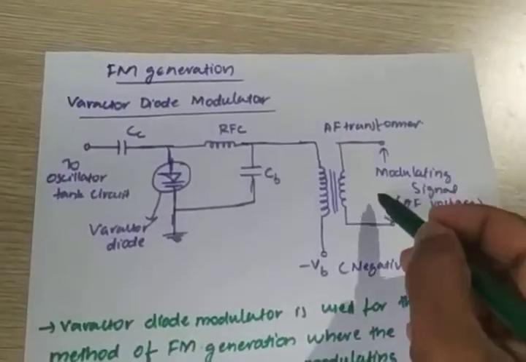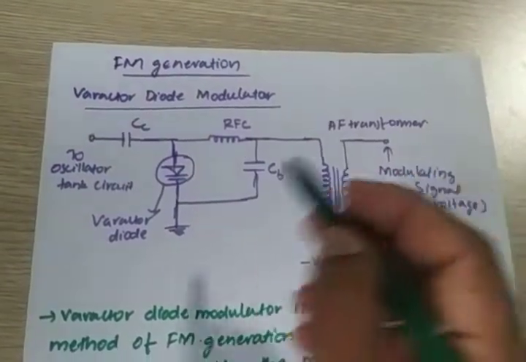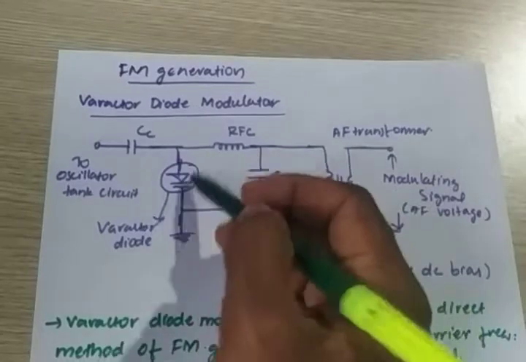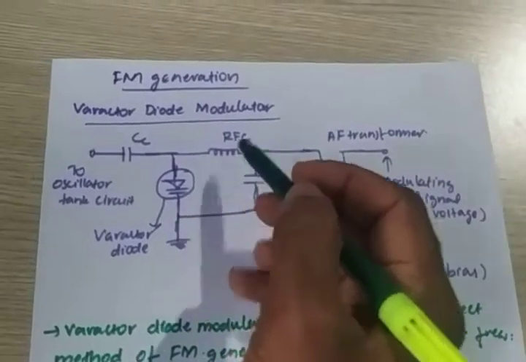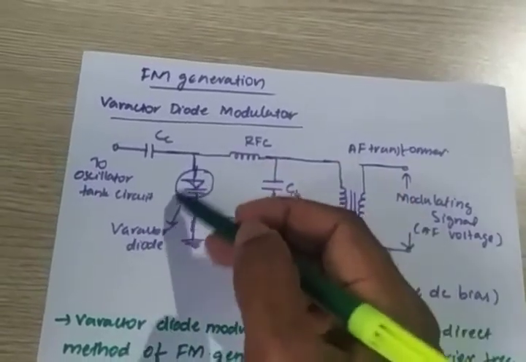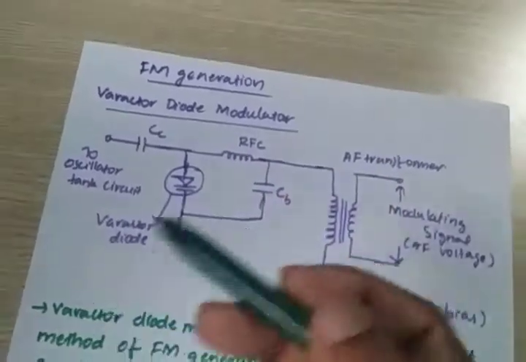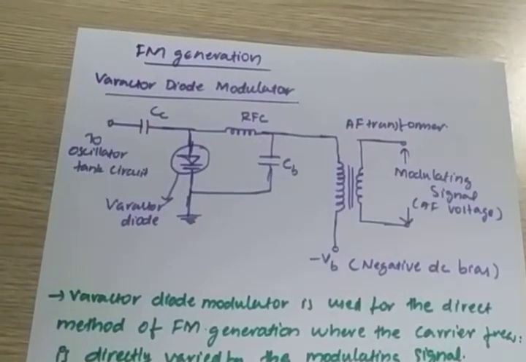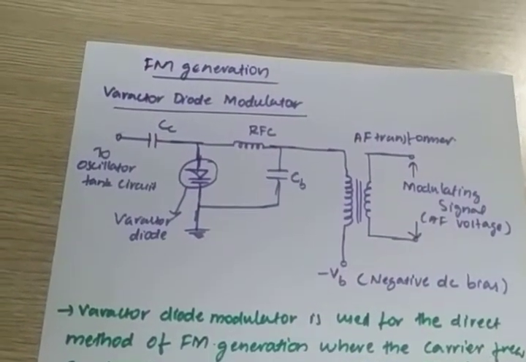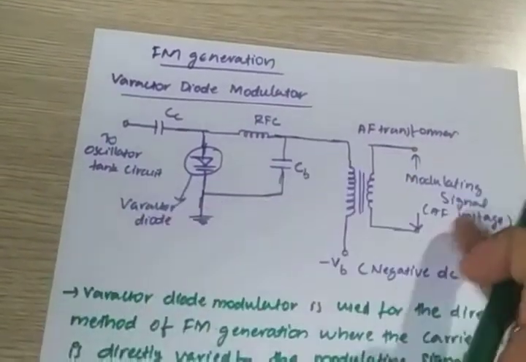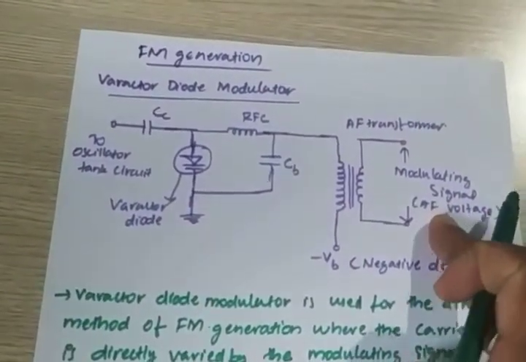Again, amplitude increases, frequency increases. That is the idea. See, when you give a signal here, as the amplitude of the signal increases, the frequency increases. How? As the amplitude increases, the capacitance changes. As the tank circuit capacitance changes, definitely the generated frequency is changing. In that way, you can generate an FM signal. So it is a direct method. Why? Because you are directly varying the frequency of this oscillator with the help of your message signal.